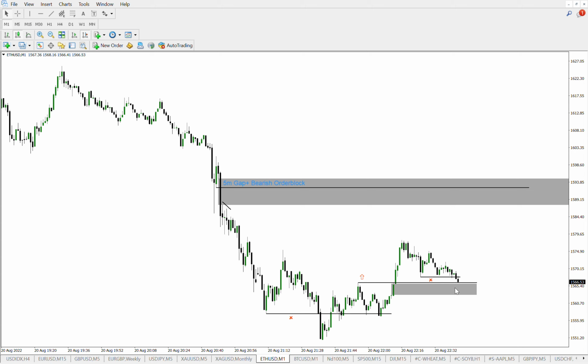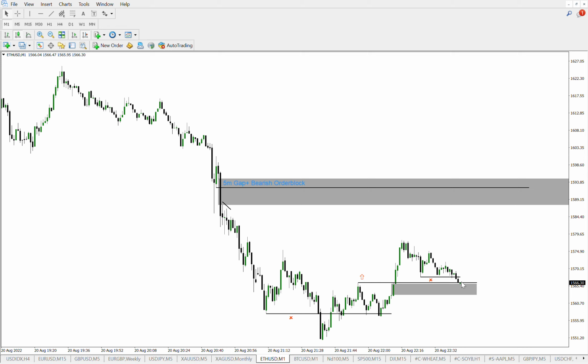So we're about to enter into our fair value gap now. When you're looking at fair value gaps, this is the most important thing. You don't want to see price spend a whole lot of time in here. You want to see price give you an immediate reaction to signal that you are on the right side.